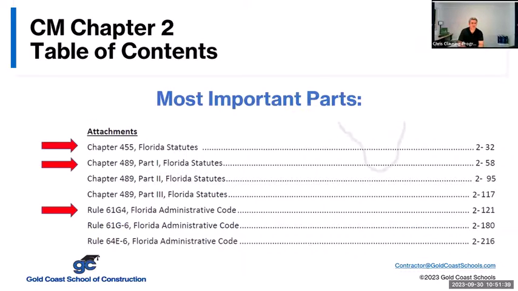Okay. These are the most important parts, as I mentioned: Chapter 455, that's the DBPR section, 489 Part 1, and the 61G4.